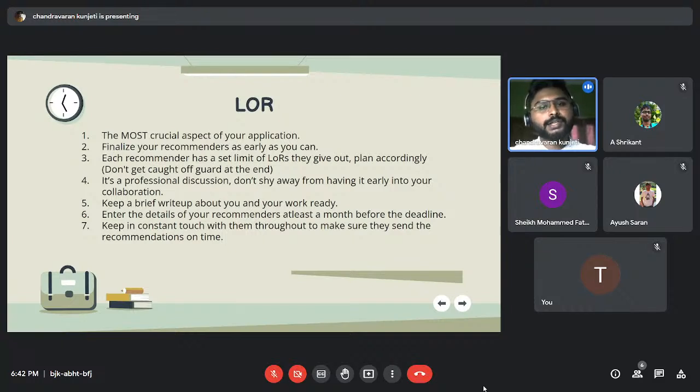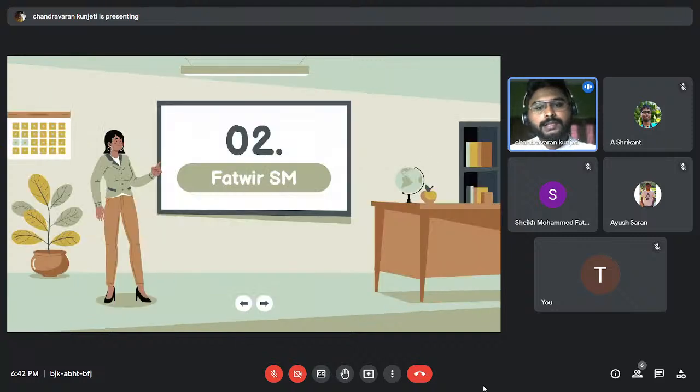Okay, let's move on to the next section. So next, we have Fatwir, who has got the Dadwise scholarship as well as worked in Spectrum Lab in ISC. Over to you, Fatwir.